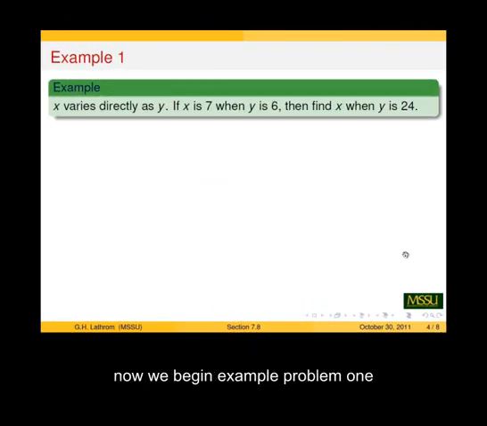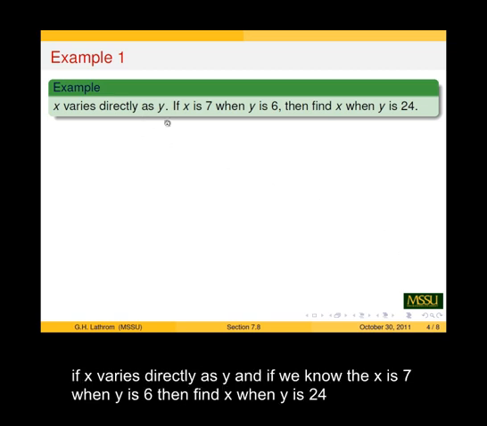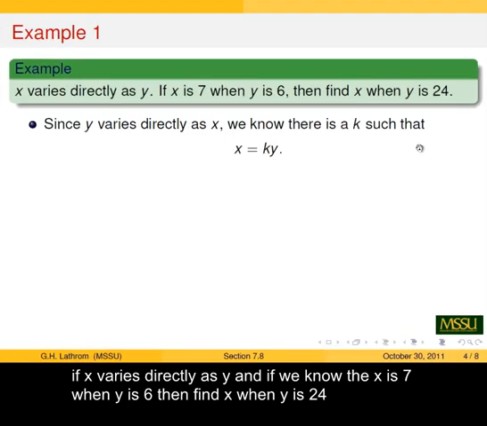Now we begin with example problem 1. If x varies directly as y, and if you know that x is 7 when y is 6, then find x when y is 24.